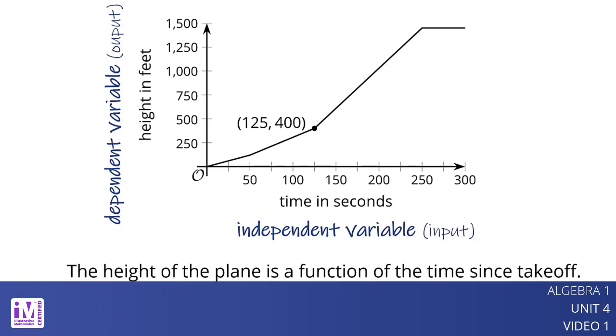A function is a relationship between two quantities where there is exactly one output for each input. For example, the point (125, 400) on the graph tells us that 125 seconds after takeoff, the height of the plane is 400 feet. At that moment, it cannot be simultaneously at two different heights.